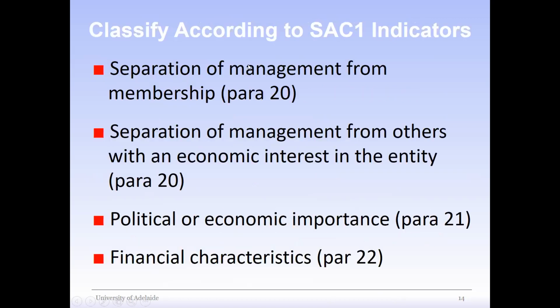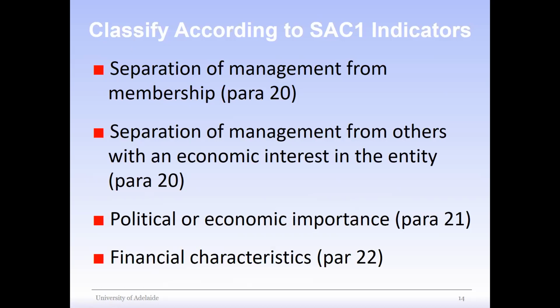So we had to then classify the charities according to the SAC 1 indicators. They are, as I mentioned: is there a separation of management from membership? Is there a separation of management from others with an economic interest in the entity? Does the entity have political or economic importance? And does the entity meet particular financial characteristics?